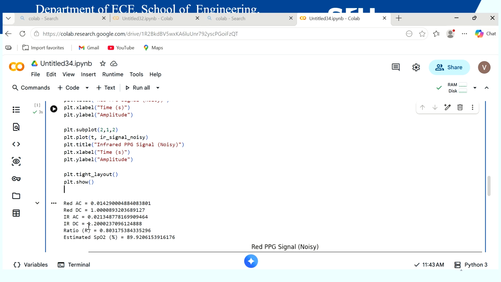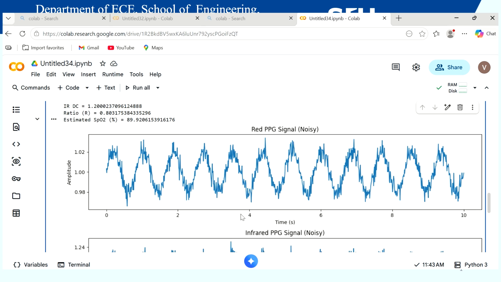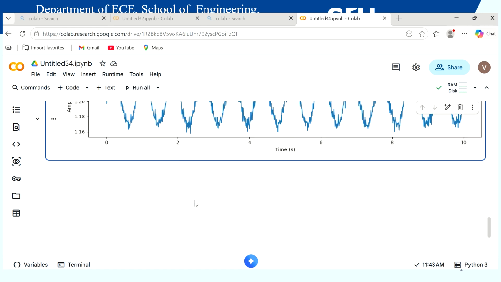IRAC is equal to 0.0213, and then IRBC is equal to 1.2. The ratio R value is equal to 0.8. The estimated SpO2, that is oxygen saturation in percentage, is equal to 89.9, so almost 90%. So here the red PPG noisy signal is similar to this. Without filtering, these spikes will appear in the graph. And in the infrared PPG noisy signal, amplitude versus time, it will look like this.